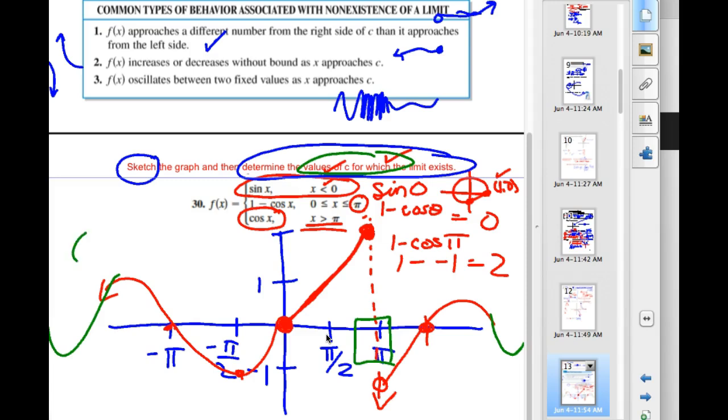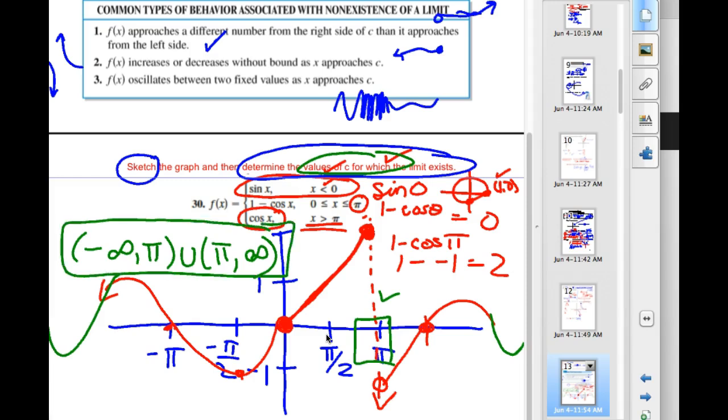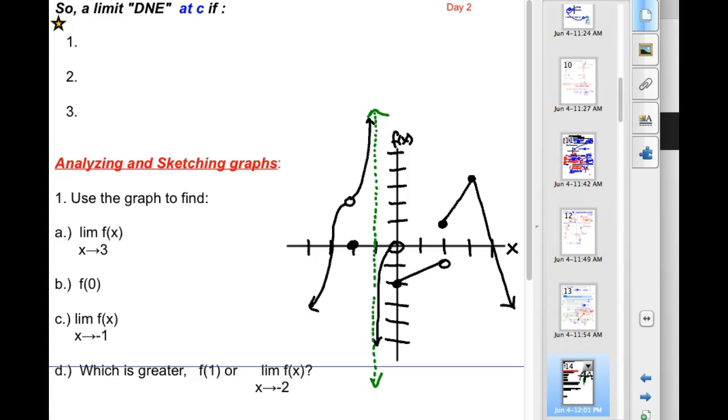So there is a limit everywhere from -infinity to pi. At pi, I've got a problem, but when I union it with pi to infinity, I'm good. So some people would say everywhere but at pi. True, but this is the notation for everywhere except at pi. All right, I'm going to go a little bit farther. This is where the notes were supposed to end today, but let's summarize this. Actually, yeah, let's do it.